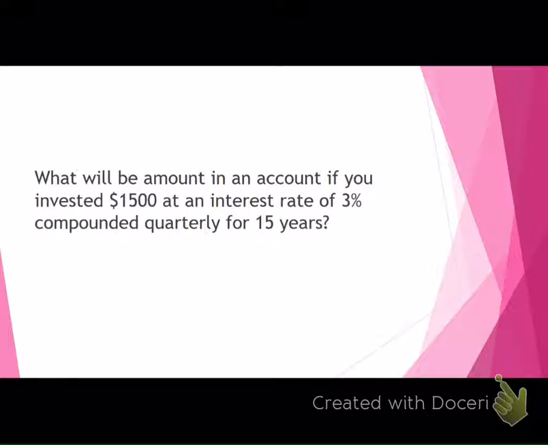All right. What will the amount in an account be if you invested $1,500 at an interest rate of 3% compounded quarterly for 15 years? So what word in there are you picking out? Compounded. So we're using the compound interest formula.